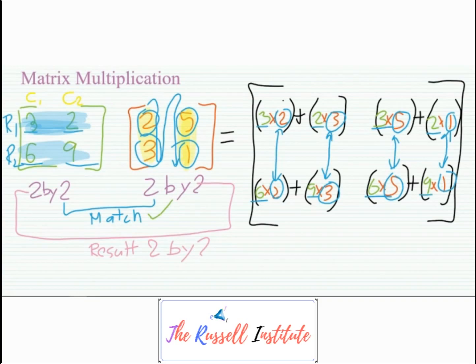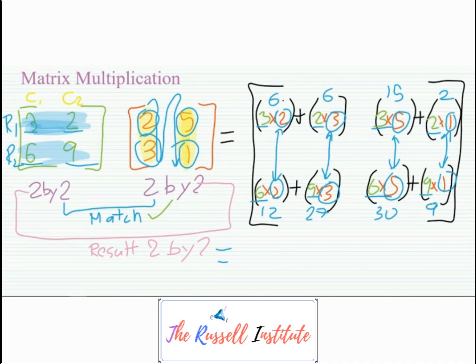So next we just multiply and we should get our answer. 3 times 2 is 6. 2 times 3 is 6. 6 times 2 is 12. 9 times 3 is 27. 3 times 5 is 15. 2 times 1 is 2. 6 times 5 is 30. 9 times 1 is 9.